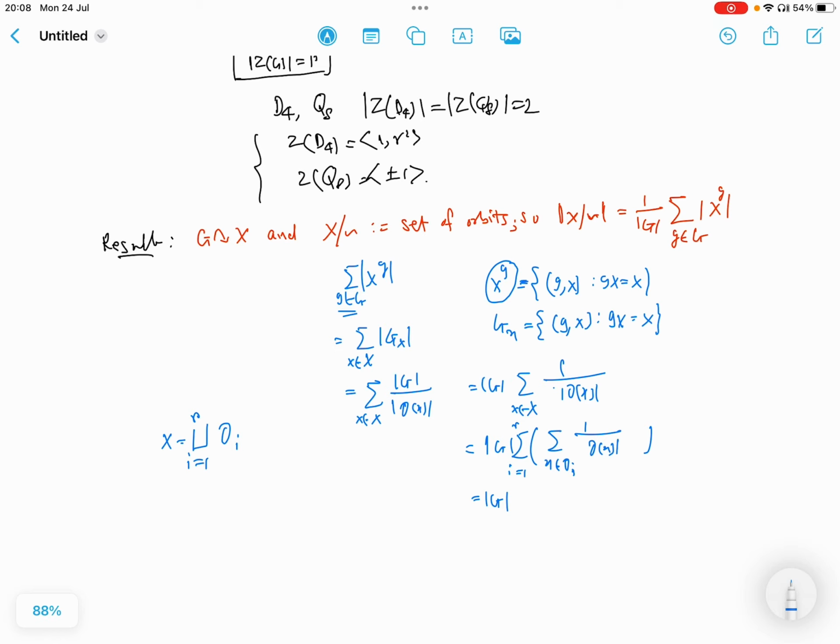But look at this. You are taking elements from a particular orbit, namely the ith orbit. And for each such element in the ith orbit, the cardinality of that orbit is the same as the cardinality of Oi. That is the same because if you take x from Oi, then the orbit of x is the same as Oi. So they must have the same cardinality. So what you get is just the cardinality of Oi.